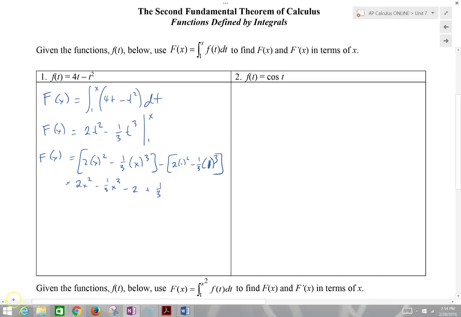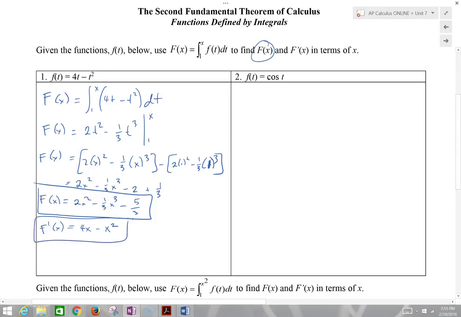So we've got 2x squared minus 1/3 x cubed minus 2 plus 1/3. I'm sure you guys are loving those fractions. So big F of x is equal to 2x squared minus 1/3 x cubed minus 5/3. So there is the first part we've been asked to find, F of x. And then now we need to find F prime of x. We just take the derivative: 4x minus x squared. If you're in my class, I'm sure you'd be saying, well, duh, Mrs. Goodrich, you took the antiderivative of it.